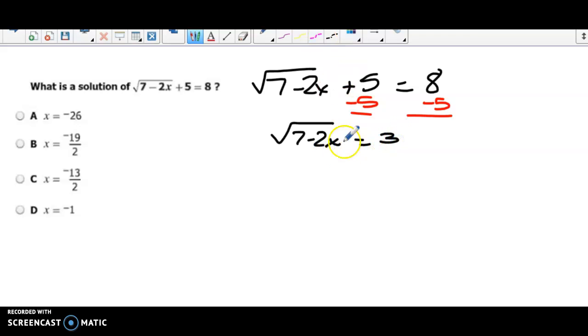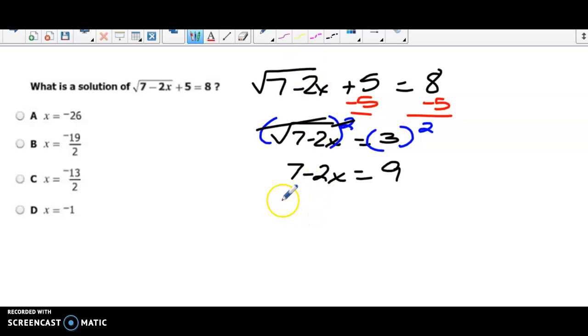Now the only way that we can get rid of a radical sign is to raise to the power that matches the index. Well, on this one we don't have a number written out as our index, so we know that it's a 2. So when our exponent and index match, it cancels out our radical sign, and we're left with what's underneath it, the radicand. 7 minus 2x is equal to, and when we square 3, we get 9.